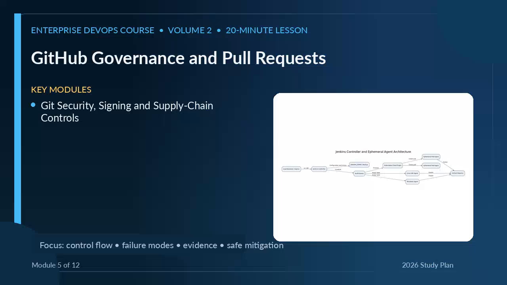GitHub governance and pull requests. The module on Git security, signing, and supply chain controls establishes the following ideas. Protect default and release branches from direct pushes. Require verified status checks and current approvals before merge. Use signed commits or signed tags where the threat model justifies it.